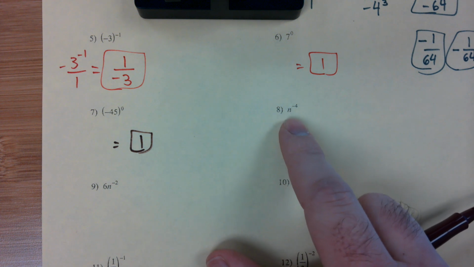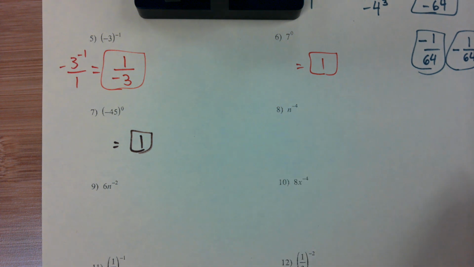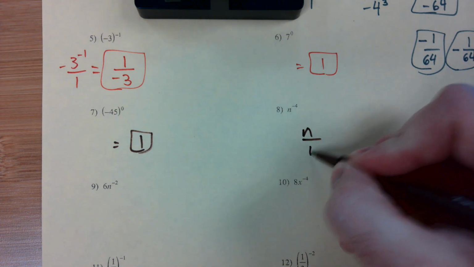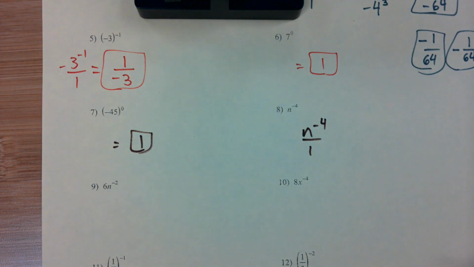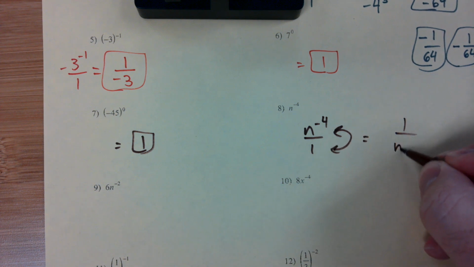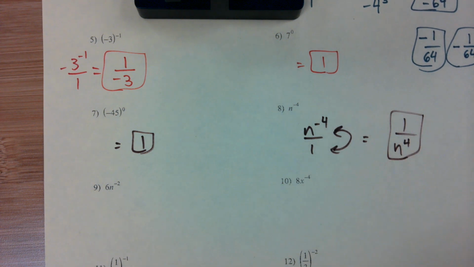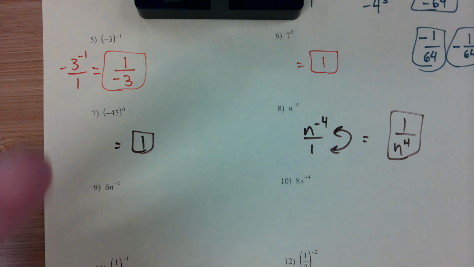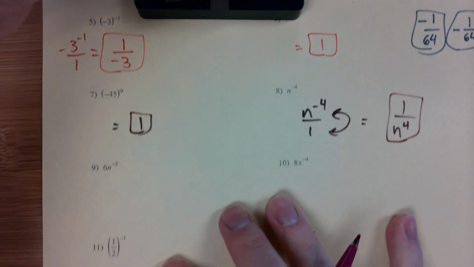Now if we have a variable n to the negative 4, again, we can write this as n to the negative 4 over 1. Then flip them and make our exponent positive. Same process every time. Flip them, make the exponent positive. And then solve it if you can. But here we can.